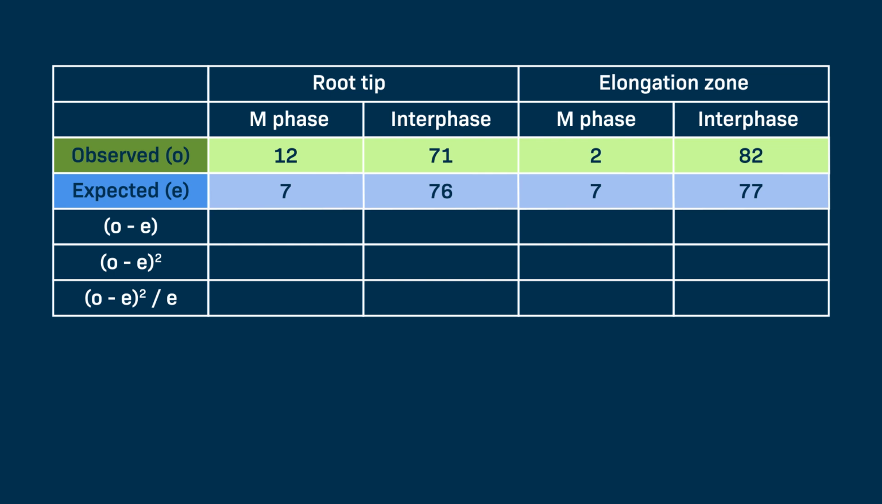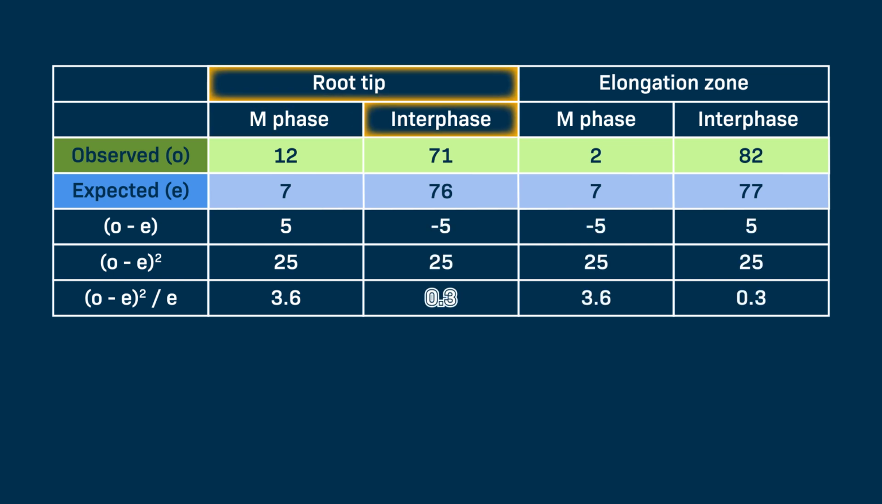Let's walk through the calculation for the root tip M phase pair. My observed value is 12, my expected value is 7. So observed minus expected is 12 minus 7, which is 5. 5 squared is 25, divided by 7 is 3.6. If we do that for the other pairs, we get 0.3 for root tip interphase, 3.6 for elongation zone M phase, and 0.3 for elongation zone interphase. Our chi-squared value is the sum of all of these numbers, 7.8.